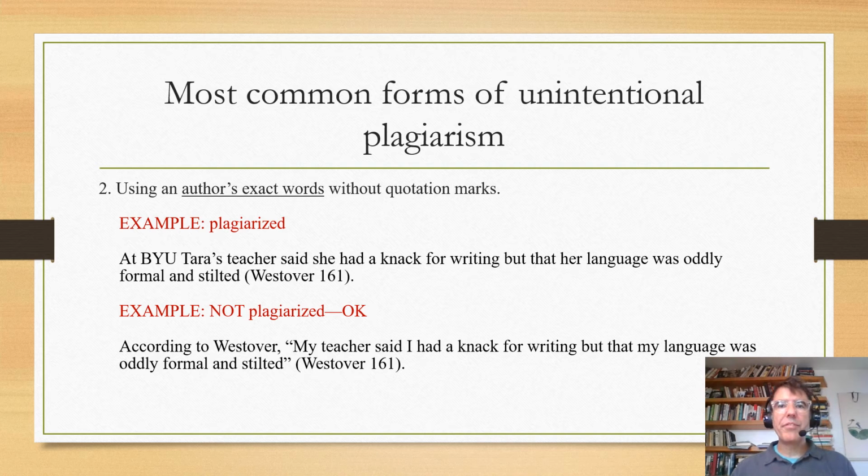Most common forms of unintentional plagiarism, number 2. Using an author's exact words without quotation marks. So here's an example. Example, plagiarized. At BYU, Tara's teacher said she had a knack for writing, but that her language was oddly formal and stilted. Westover 161. So the citation is correct.